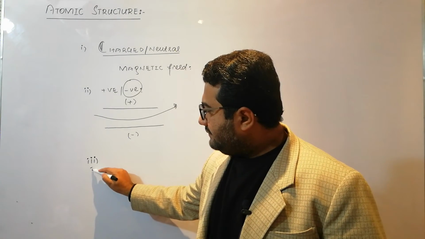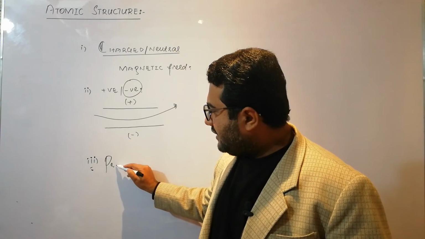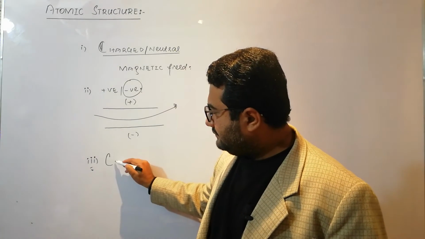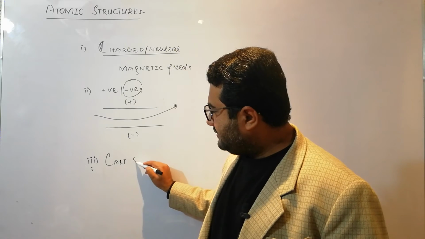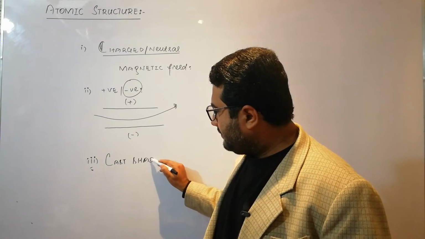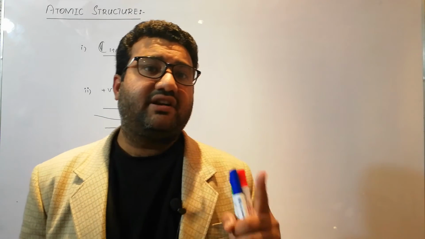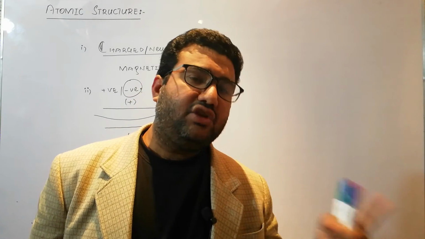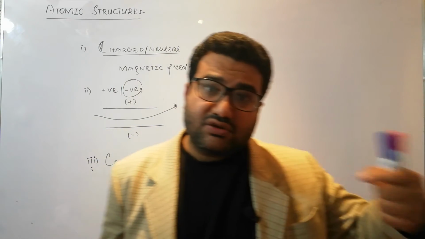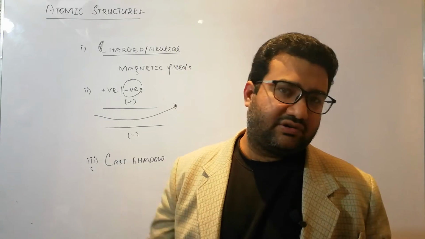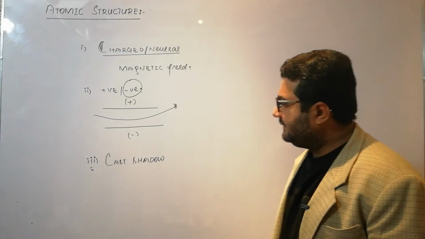Third, cathode rays cast shadow. Always keep one thing in your mind, that only those radiations can cast shadow of any opaque object that travel on a straight path. If the cathode rays also cast shadow of the opaque objects, it simply means that they also travel on the straight path.